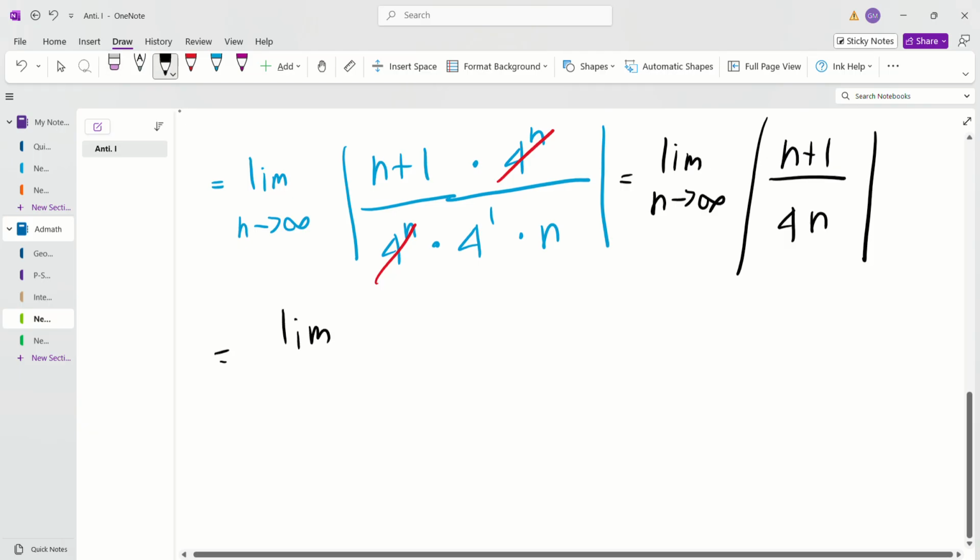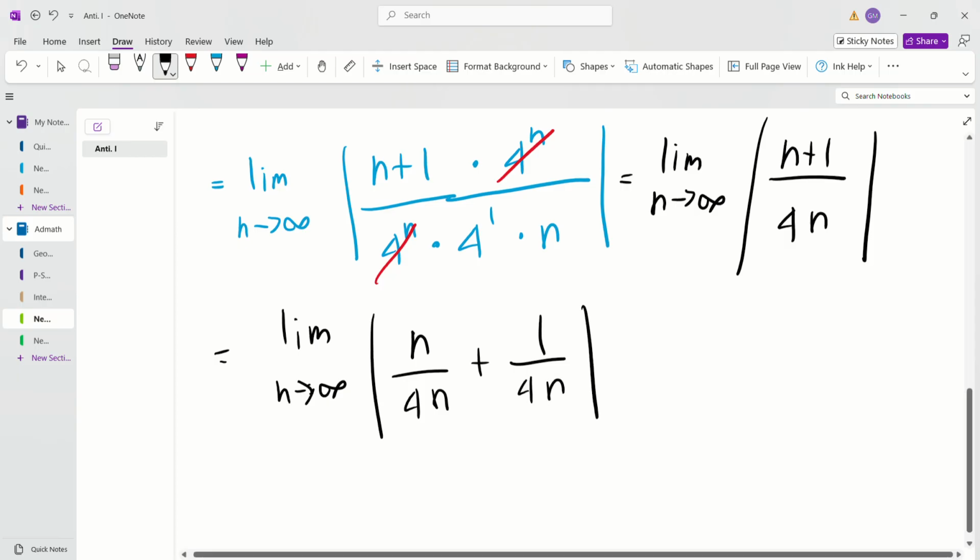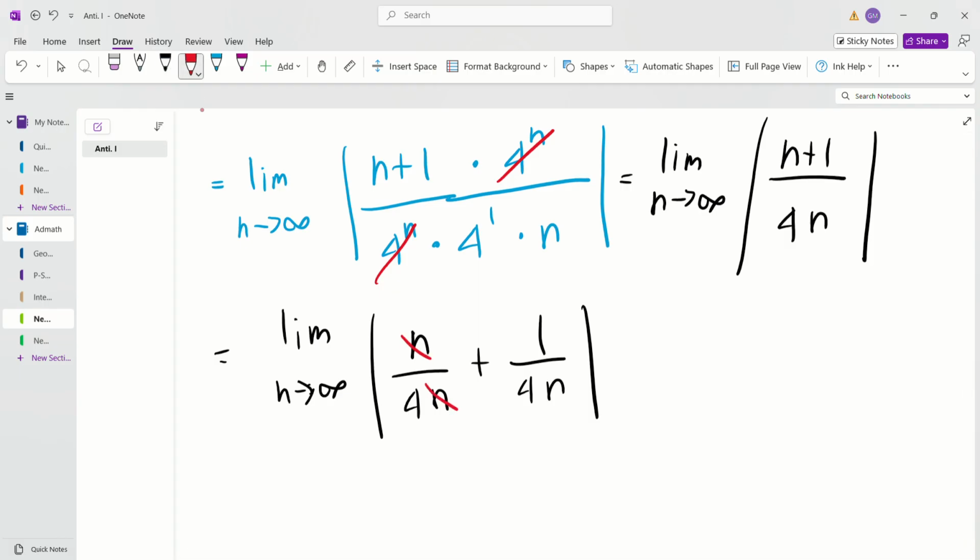We have the limit as n approaches infinity of n over 4 times n, plus 1 over 4 times n. So we can cancel this. We have the limit as n approaches infinity of 1/4 plus 1 over 4n here.